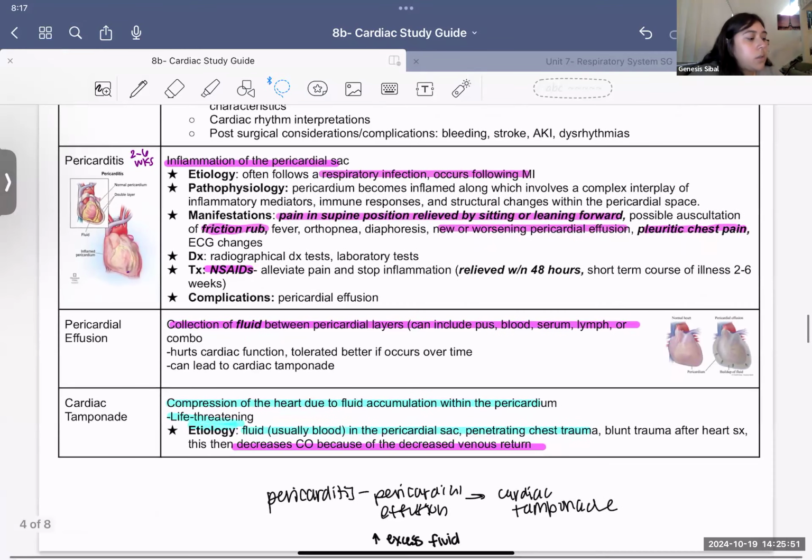So with diagnostics, you can do lab tests, radiographical diagnostic tests, but again, what's she gonna ask you about that? Really, I think it's just the manifestation. And then with treatment, you can give them NSAIDs because it will relieve after time. It's, again, having to do with an infection usually, or after an MI. So it's going to be inflamed. That's going to be the body's natural response to be able to combat what the issue was. But again, just give them anti-inflammatories and just make sure you know the side effects for NSAIDs, right?